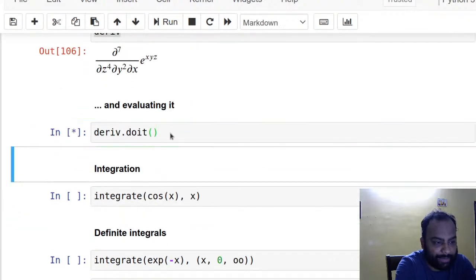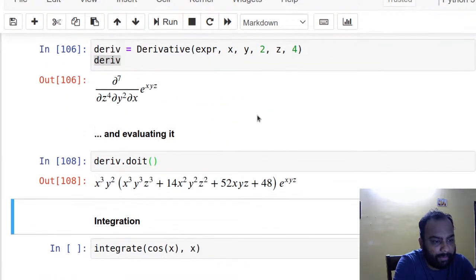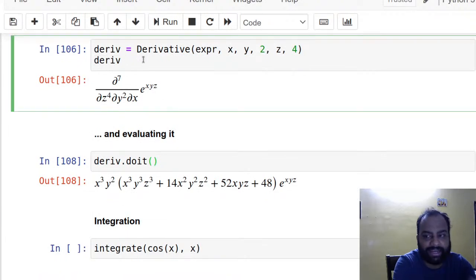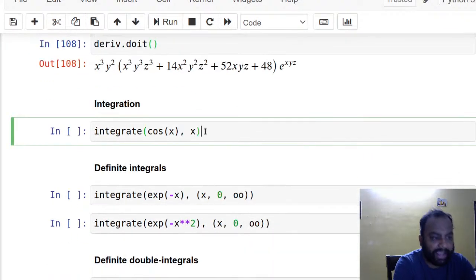So again, the same results. So this result and this result are the same, but the only thing is that this has been evaluated after being declared as a lazy function as such, right? Okay, so I think this is clear to understand. Again, we are using symbolic variables and symbolic functions.